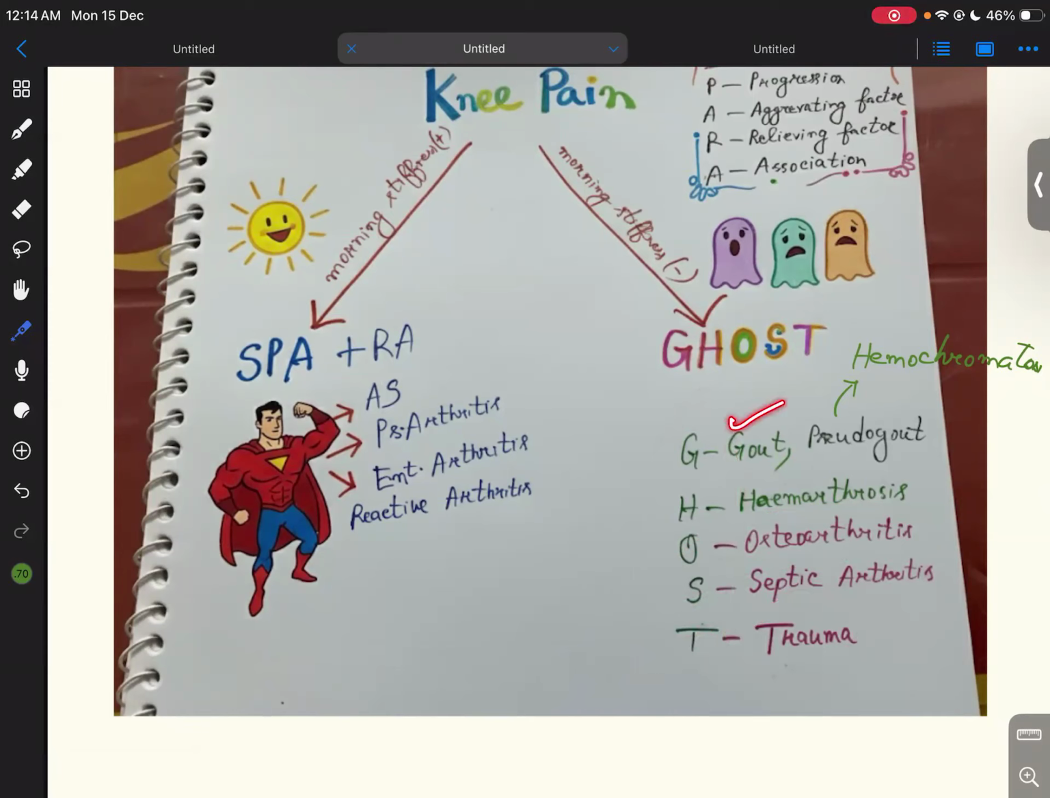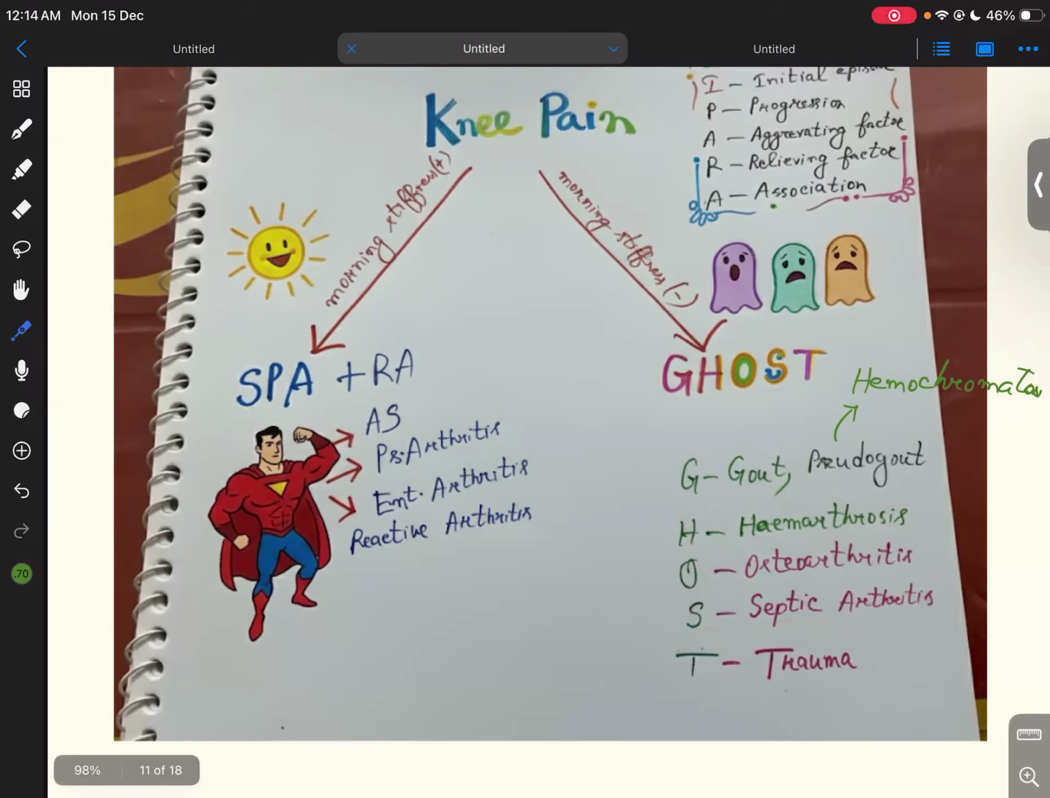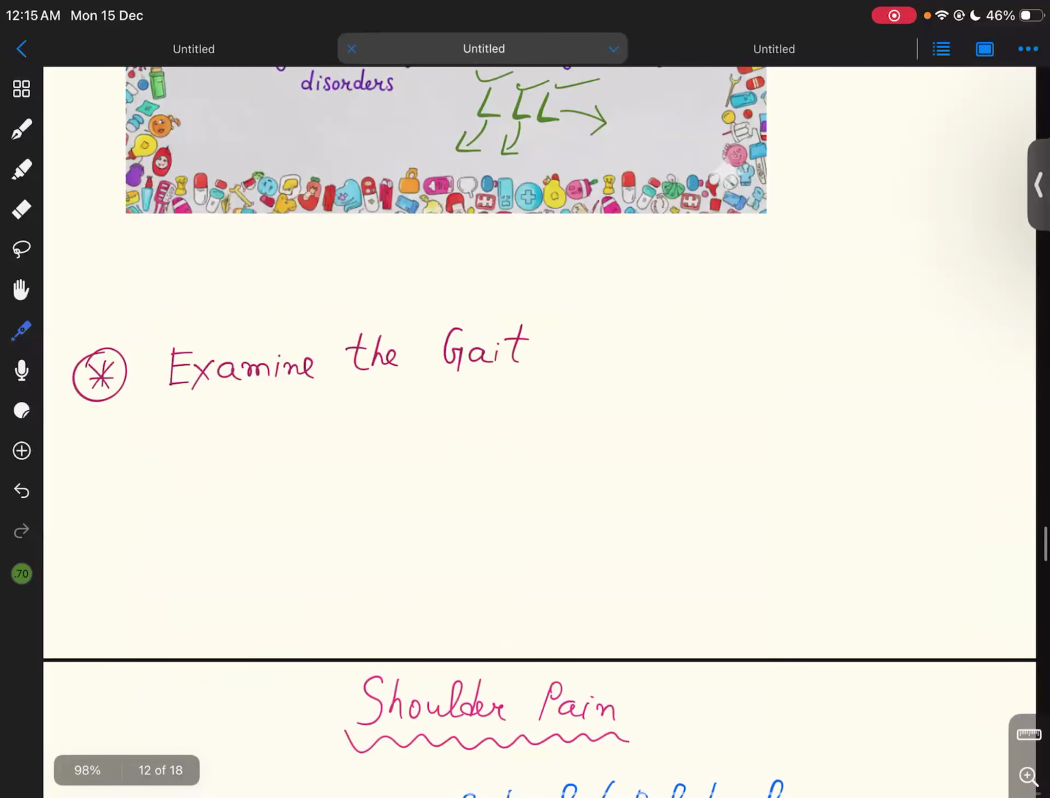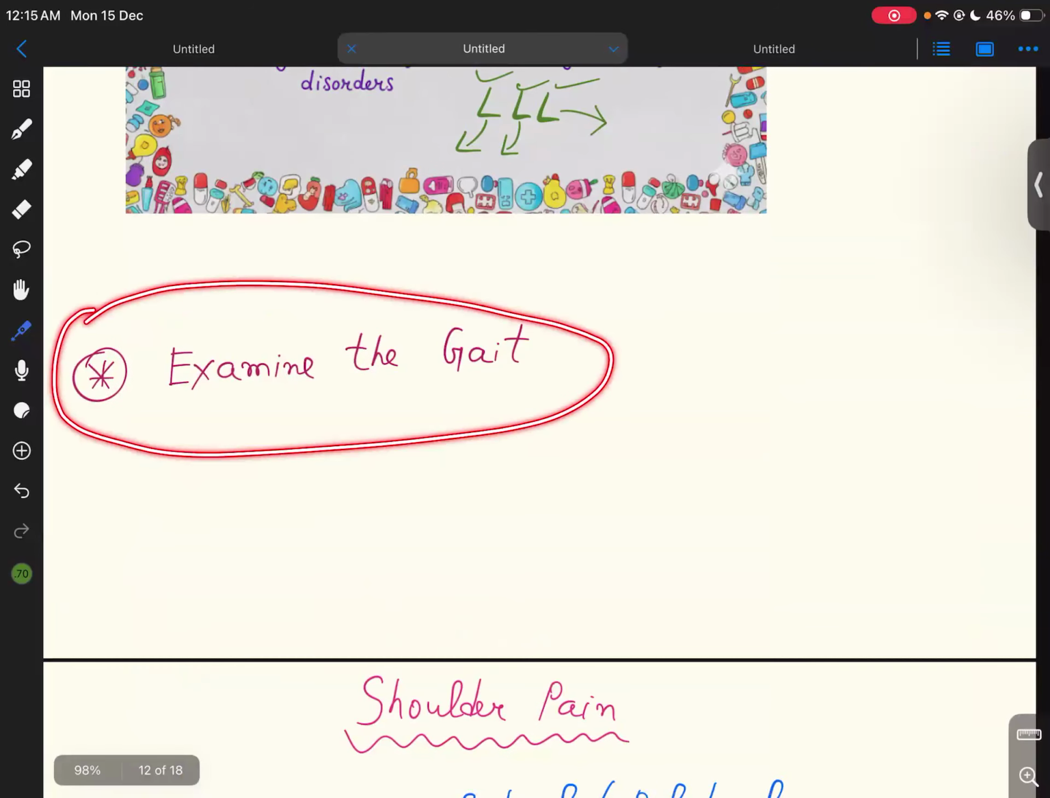First, for the gout, we have to take history of the DHL. For pseudogout, we have to ask about the past medical history. In the past medical history, the patient will typically give the answer. For hemarthrosis, also the diagnosis will be found from the past medical history. For osteoarthritis, the diagnosis will be found from the age. For septic arthritis, we have to ask about the high temperature. Only raised body temperature will be okay. Then for T, we have to ask about any history of injury there or not. So again, we have to examine the gait. We have to tell the patient, can you please walk for me?